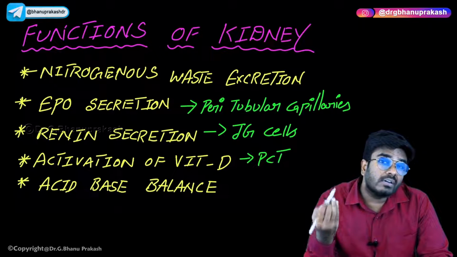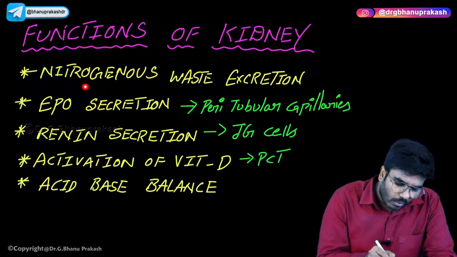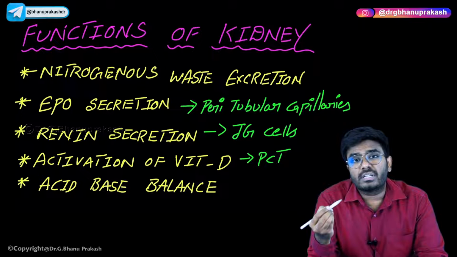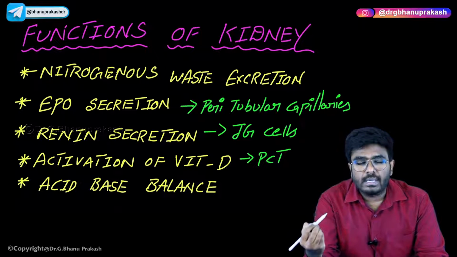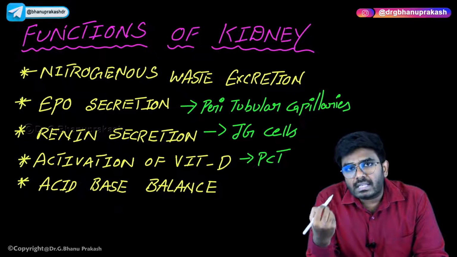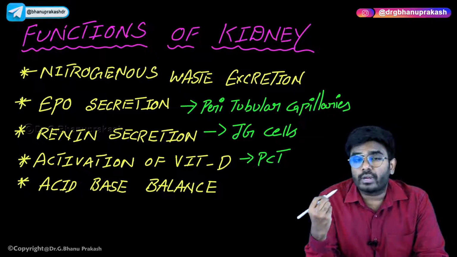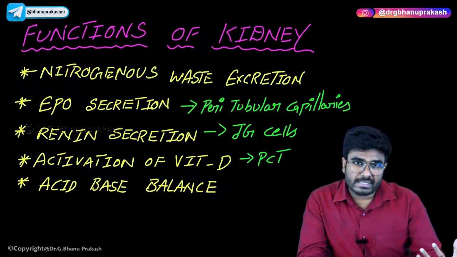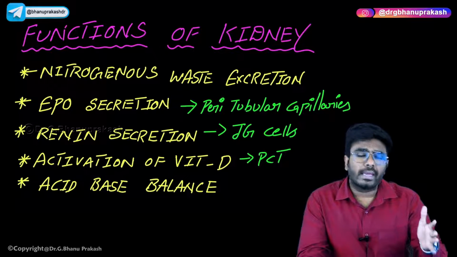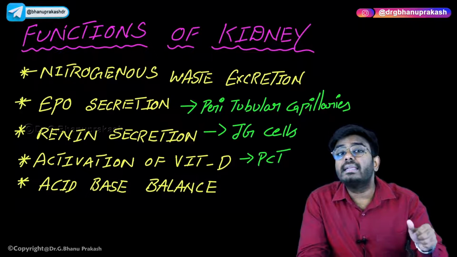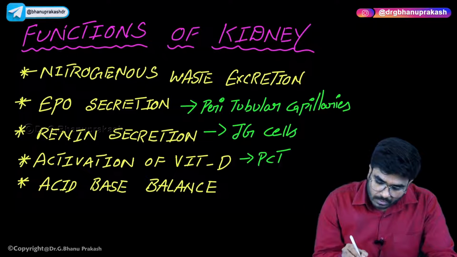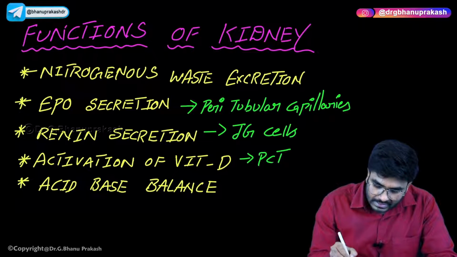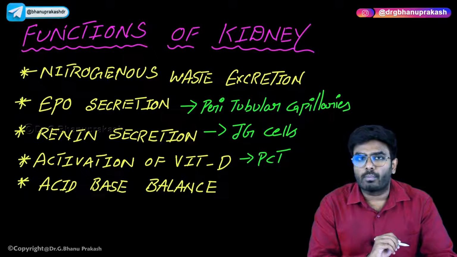So what are the other functions? EPO secretion. What exactly is EPO? Erythropoietin. So erythropoietin production and secretion is also going to be taken care of by the kidneys. Now in the kidneys, which cells are going to produce this erythropoietin? We all know erythropoietin helps in the production of more and more RBCs. Erythropoietin is getting produced from the kidneys. In the kidneys where? Which cells? So please see guys, peritubular capillaries are the ones in the kidneys which help in the production of erythropoietin.